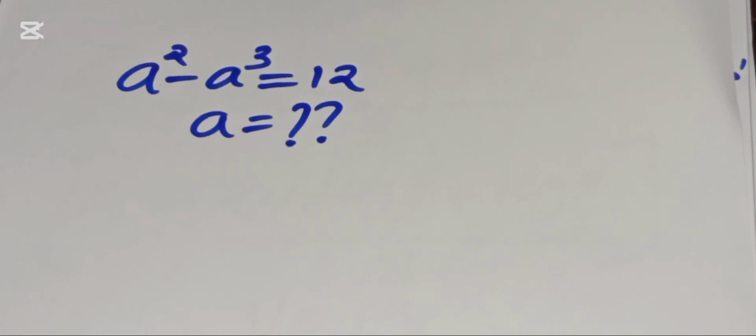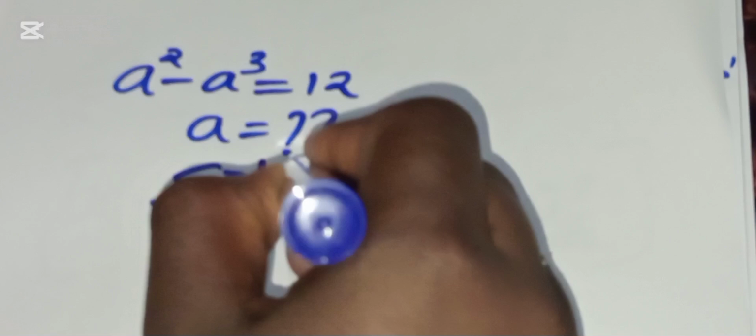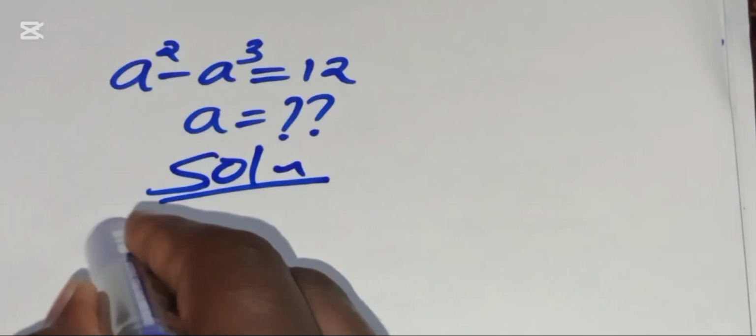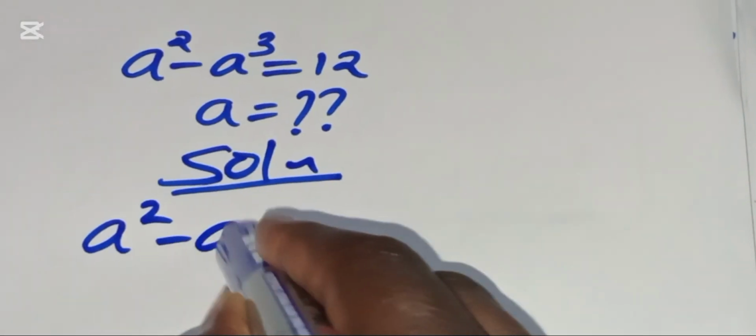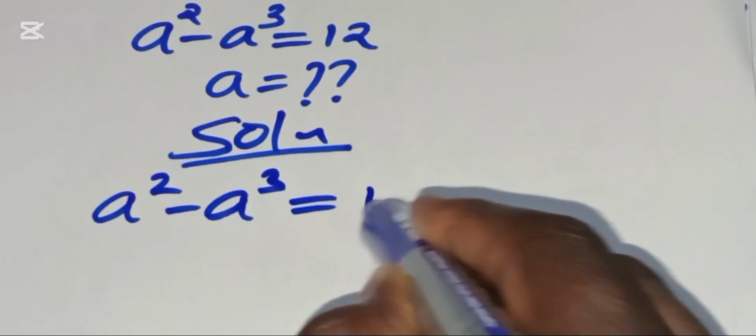Let's solve this nice algebra problem: a squared subtract a cubed is equal to 12. So what is the value of a? Now, solution from what we have, which is a squared subtract a cubed, this is equal to 12.